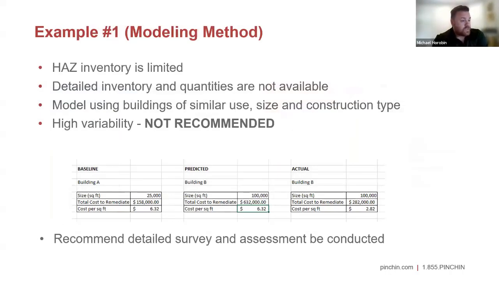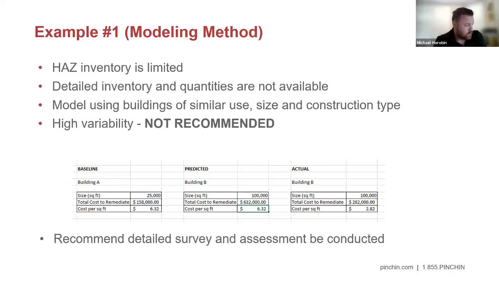I'm going to go through 3 examples of ways that we do our cost estimates and modeling. The first example is we have a very limited inventory of our hazardous materials. The detailed inventory and quantities are not available, so we don't necessarily have a full building assessment. The model is using buildings of similar size and construction type. This has a very high variability and it's not necessarily recommended.